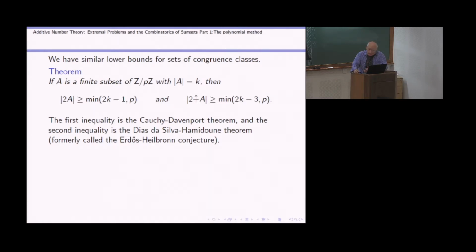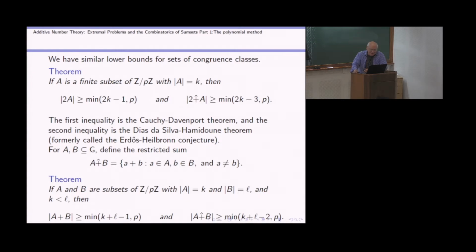Now, the first inequality, it's even on the poster for the conference, I think, is called the Cauchy-Davenport theorem. And the second inequality is the Silva-Hamidoune theorem. It used to be called the Erdos-Turan conjecture, and then it was proved by Silva and Hamidoune, so that's the theorem. And so that's what I'm going to prove.